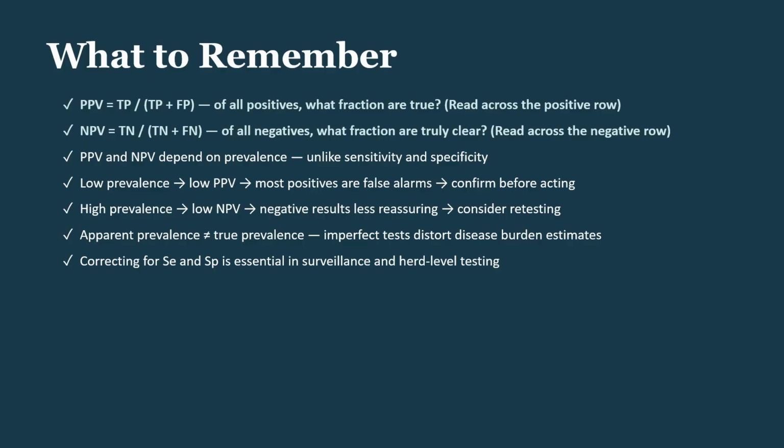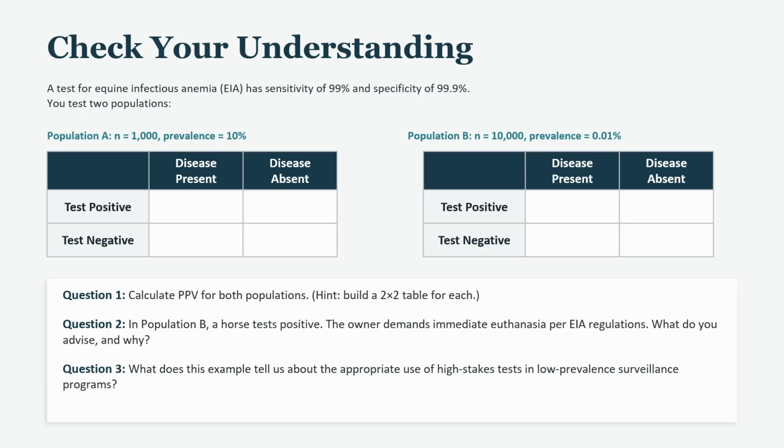In the next talk, we move to likelihood ratios, a more flexible tool for updating probability that doesn't require you to know the exact prevalence in advance, and that works beautifully at the individual patient level. These questions are intentionally set in the context of EIA, a federally regulated disease with serious legal and economic consequences, to reinforce that PPV calculations have real-world stakes, not just academic ones.